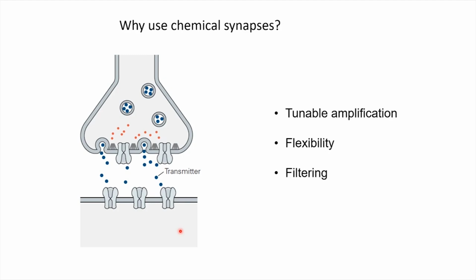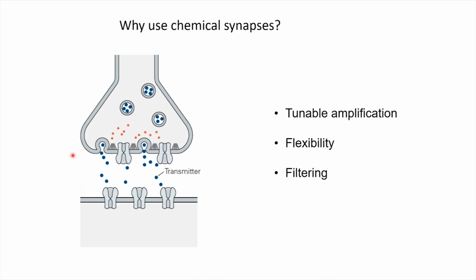A third advantage is filtering. And by that we mean that neurotransmitters are released only when there is an action potential in the presynaptic neuron. So if there is some weak activity in the presynaptic neuron that does not generate an action potential, then it would not cause any release of neurotransmitter. And that is good because it allows removal of noise from the system. So if there is some spontaneous noisy activity that changes the membrane potential of the presynaptic neuron, it will not get communicated to the postsynaptic neuron.